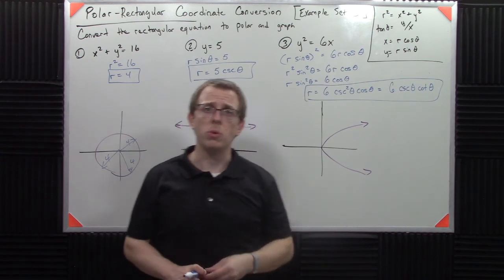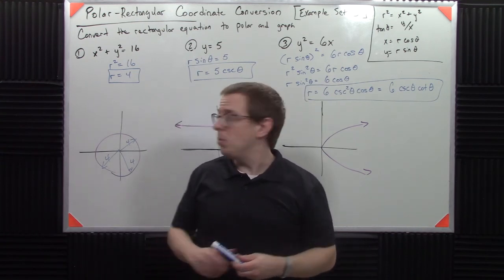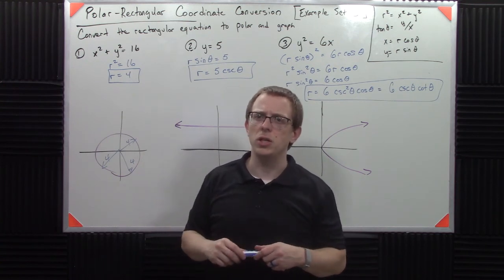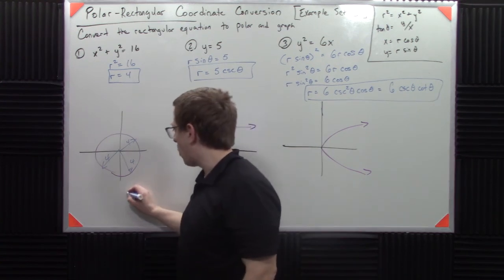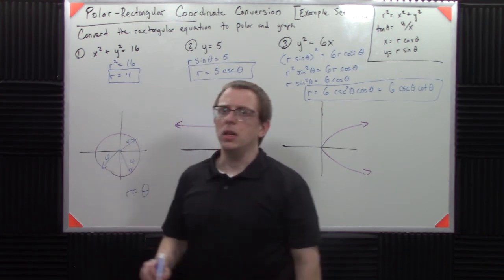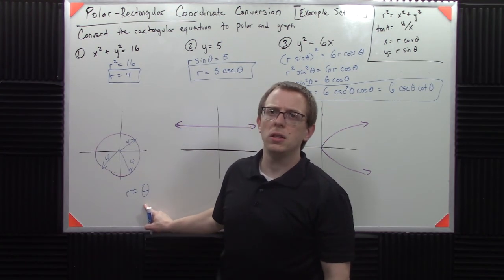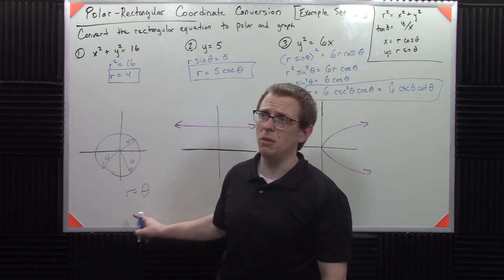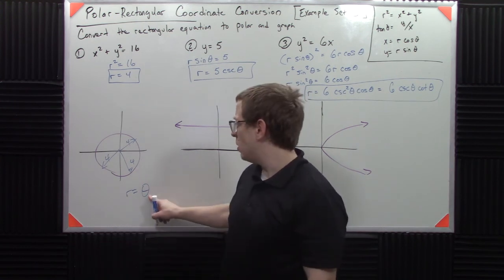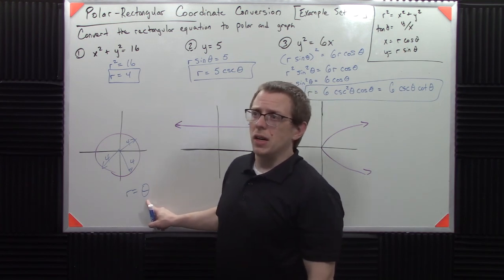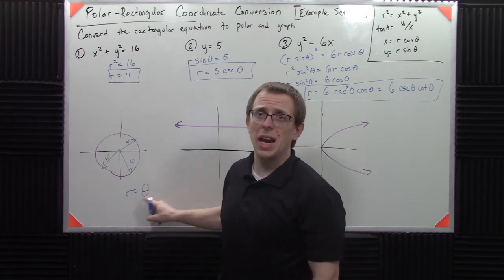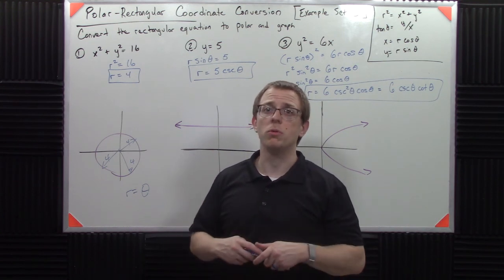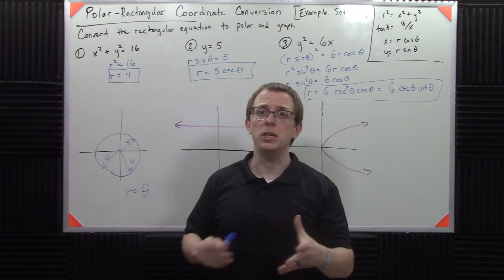I think a lot of us would rather have rectangular, but polar can be very convenient in some cases. There are other representations, like the case of r equals theta, that you don't want to do in rectangular. You really can't do that in rectangular, not in an easy way. So there are certain things that just have to be in polar. So get comfortable with it. Do some examples. Get yourself able to do these types of problems.